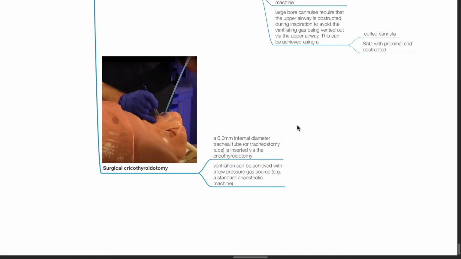Surgical cricothyroidotomy uses a 6 mm internal diameter tracheal tube or tracheostomy tube via the cricothyroidotomy incision. Ventilation can be achieved with a low pressure gas source, such as a standard anesthetic machine, due to reduced airway resistance compared to the narrow bore cannula.